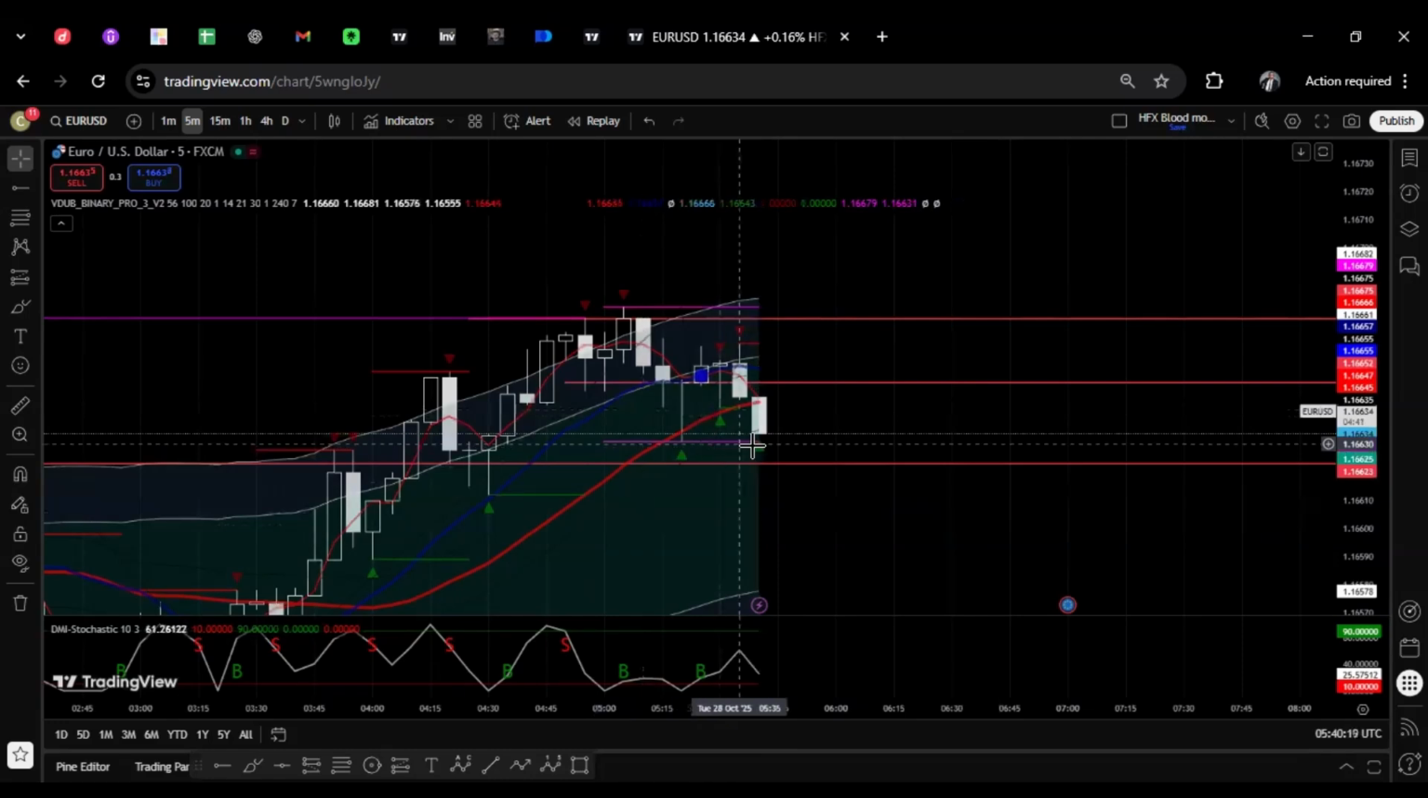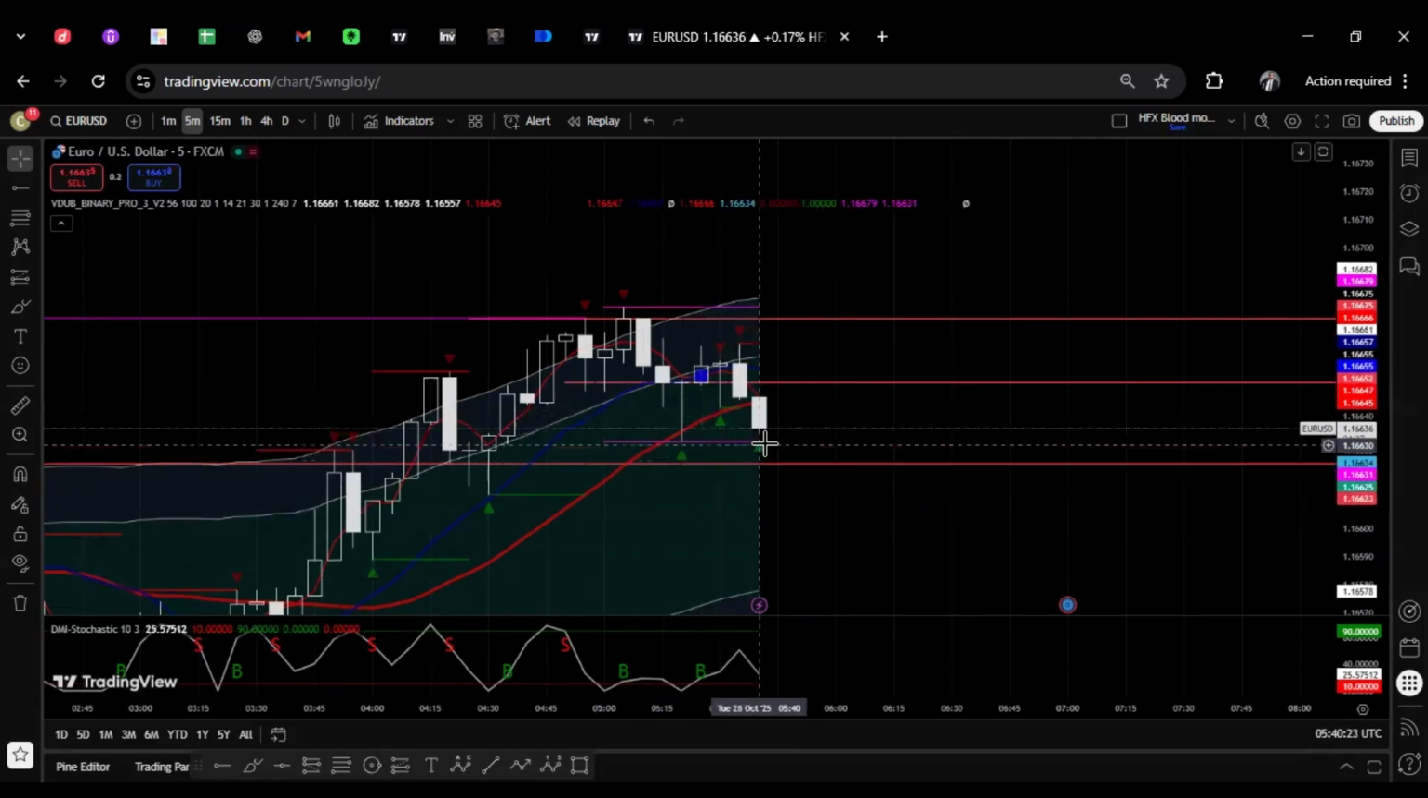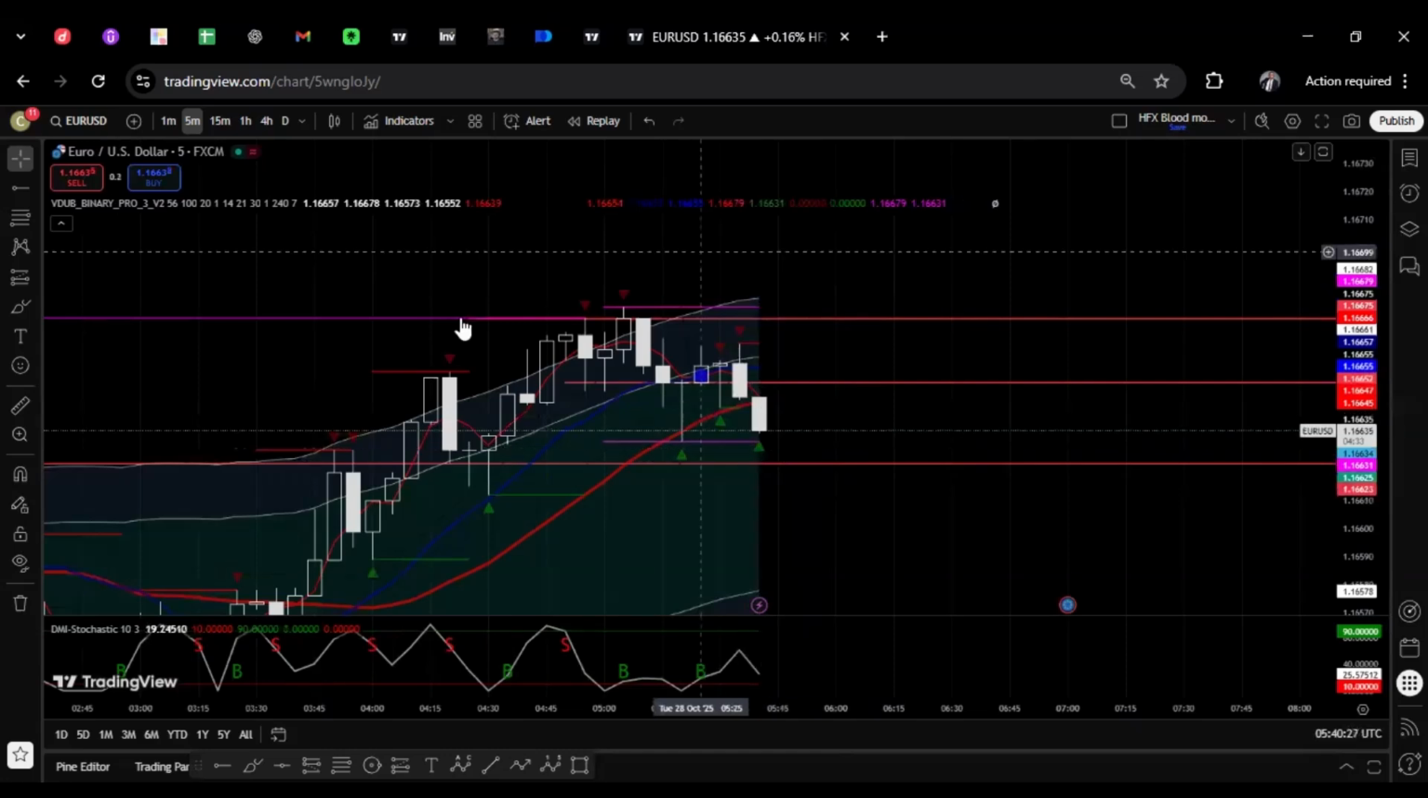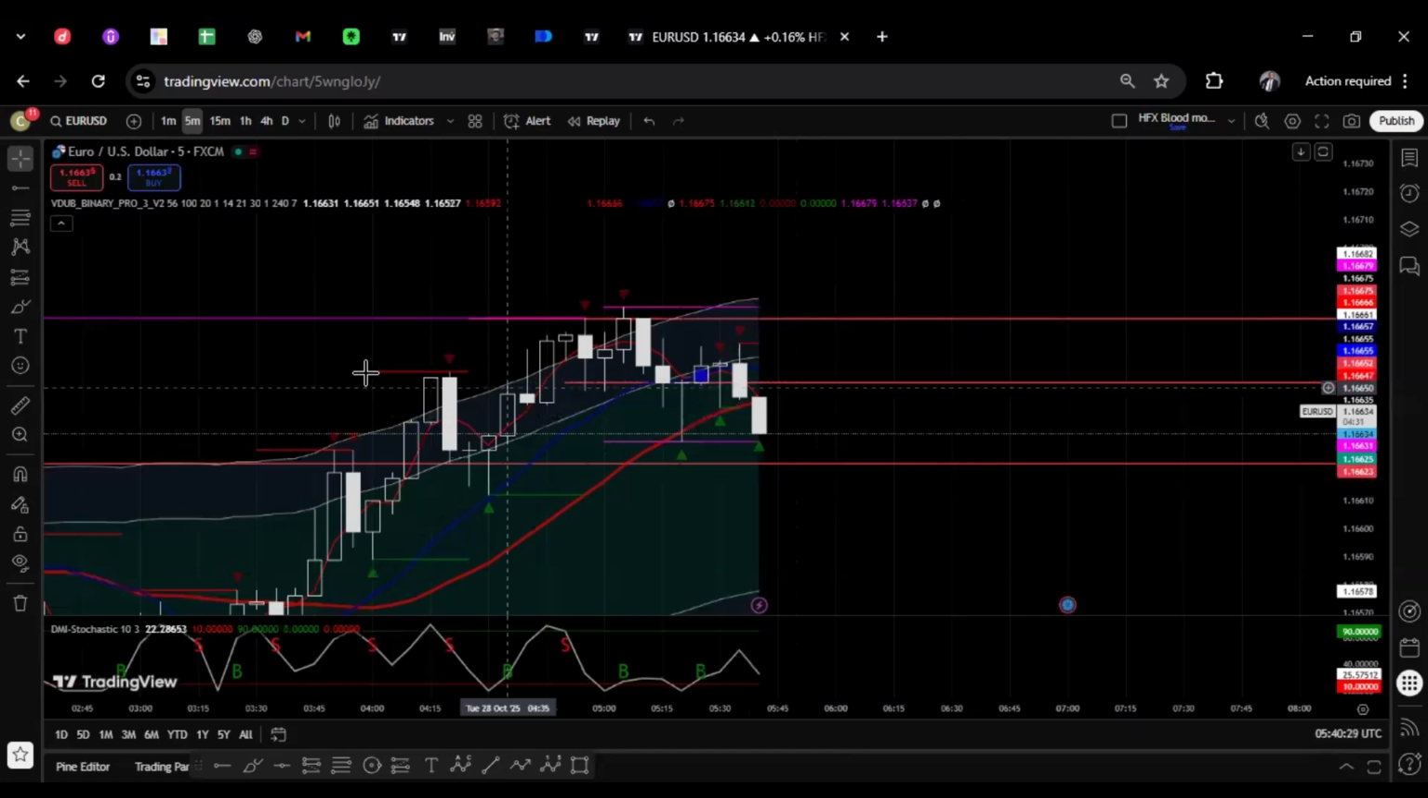In fact, if it hits this pink zone, that will actually be a very good point to buy. But apart from that, let me explain this to you. If you look at this chart here, you can see red horizontal lines, green horizontal lines, pink, right? Then you can see pinks as well here.